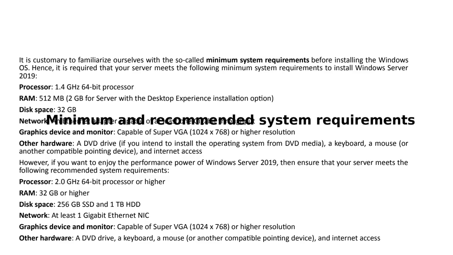This is the minimum and recommended system requirement. The processor is 1.4 gigahertz. RAM is almost half a giga, or 512 MB, but it is 2 giga for servers with the desktop experience installation option. Disk space is 32 giga. You should have a fast network card. You should have a good graphics device and monitor, at least Super VGA. You should have DVD storage to boot.